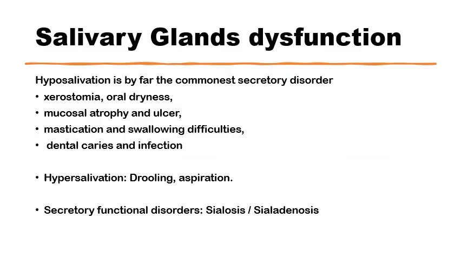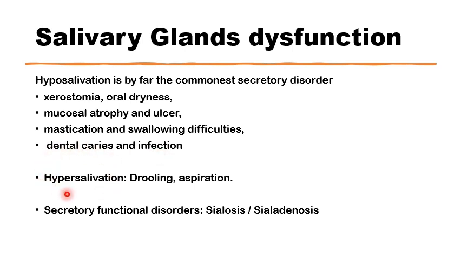When the salivary glands or their regulatory mechanisms dysfunction, we get manifestations of several diseases and disorders. Hyposalivation is by far the commonest secretory disorder. Then we get things like xerostomia, oral dryness, and oral mucosal atrophy and ulceration, and it would be difficult to chew food and swallow it, and you may get dental caries or oral infections.